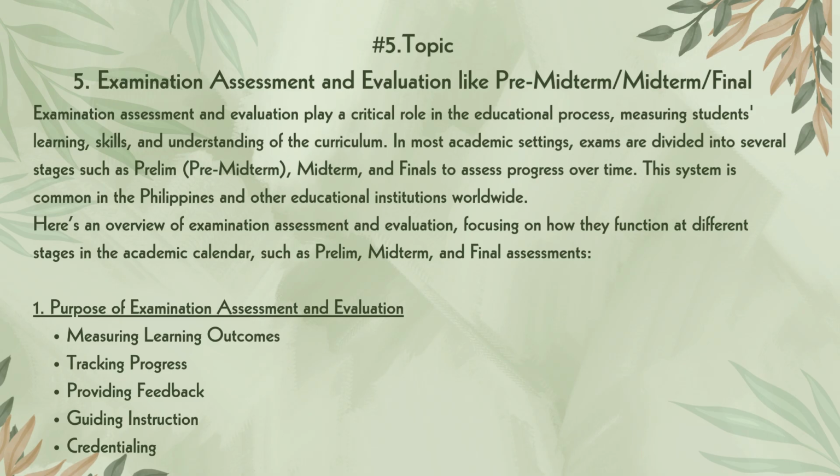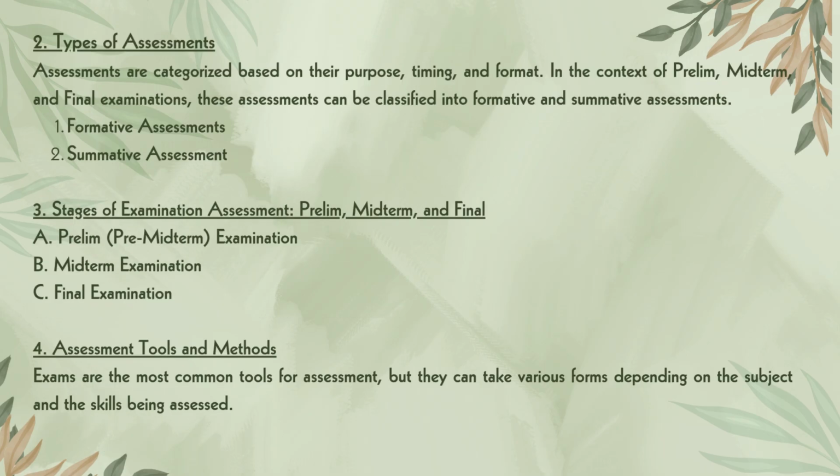So we have here topic number 5, examination, assessment, and evaluation, like pre-midterm, midterm, and final. So the purpose of the examination, assessment, and evaluation is measuring learning outcomes, tracking progress, providing feedback, guiding instruction, and credentialing. So we have here number two, types of assessment: formative assessment and summative assessment.